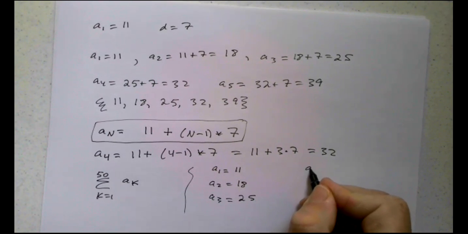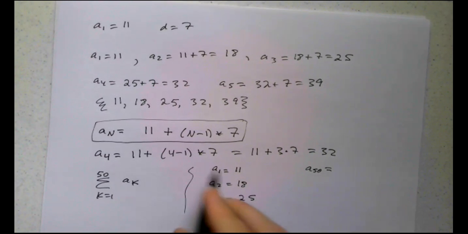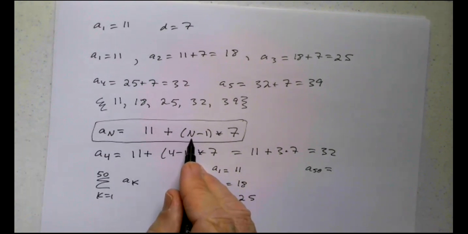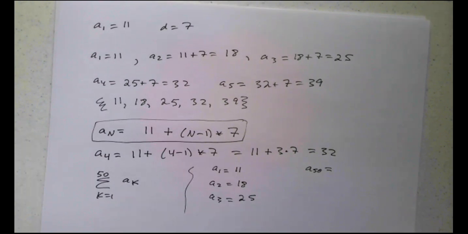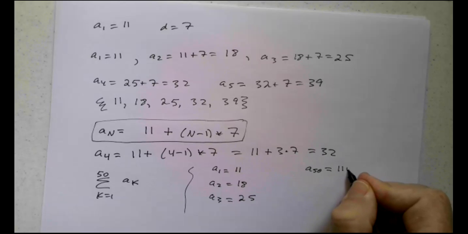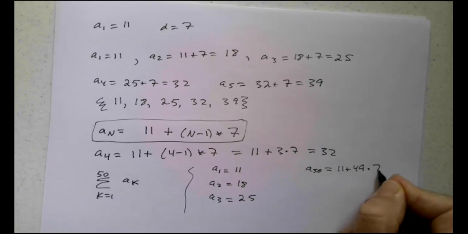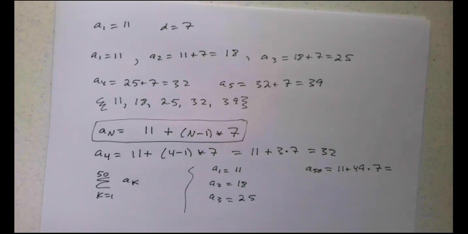What about a sub 50? So plugging 50 in here, 11 plus 50 minus 1, 49 times 7. What is that going to give me? 11 plus 49 steps of size 7. 11 plus 49 times 7 is 354.